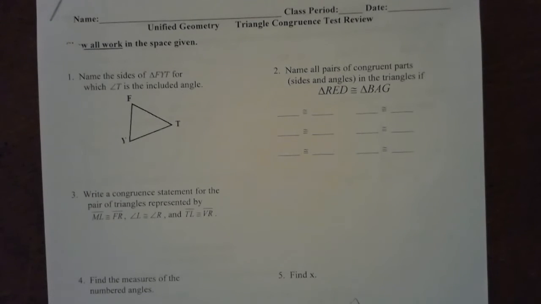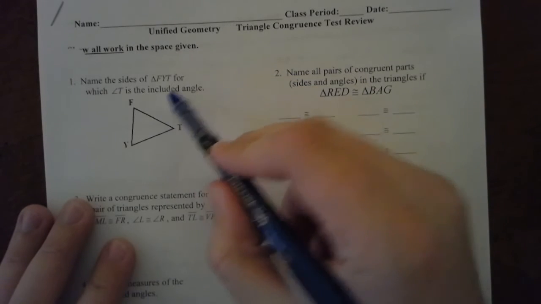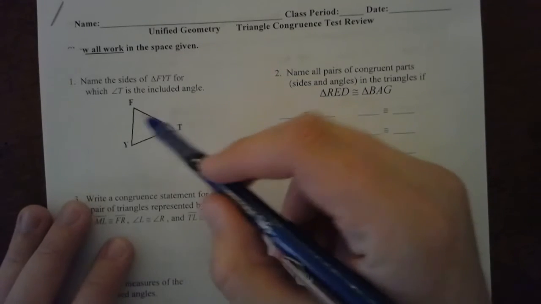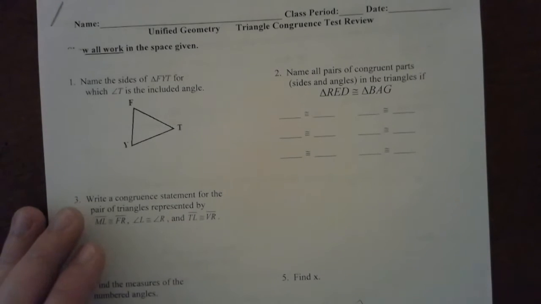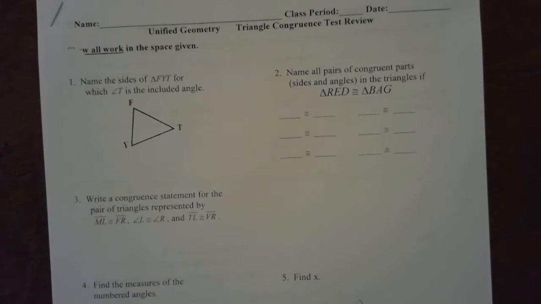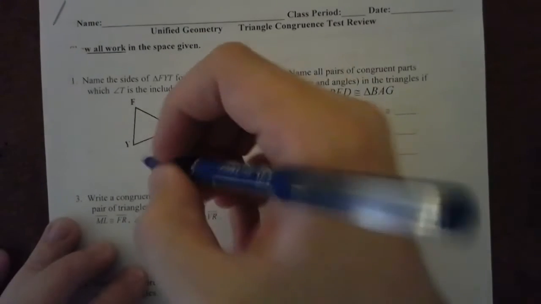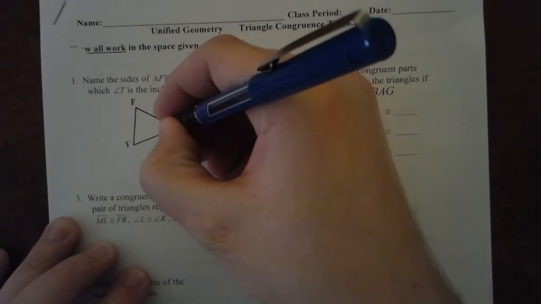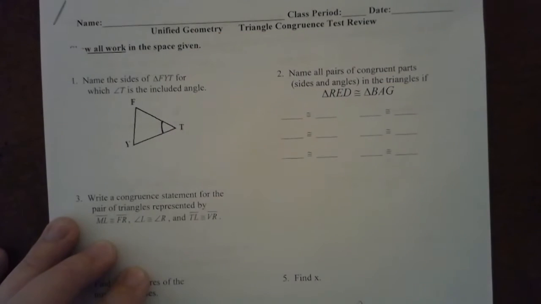So Unit 5 has been all about triangles, 5.1 all the way through 5.6. So let's get started. Number one: name the sides of triangle FYT for which angle T is the included angle. Okay, so what it means right there: angle T is the included angle, so that means angle T is the angle that we're going to be focusing in on.